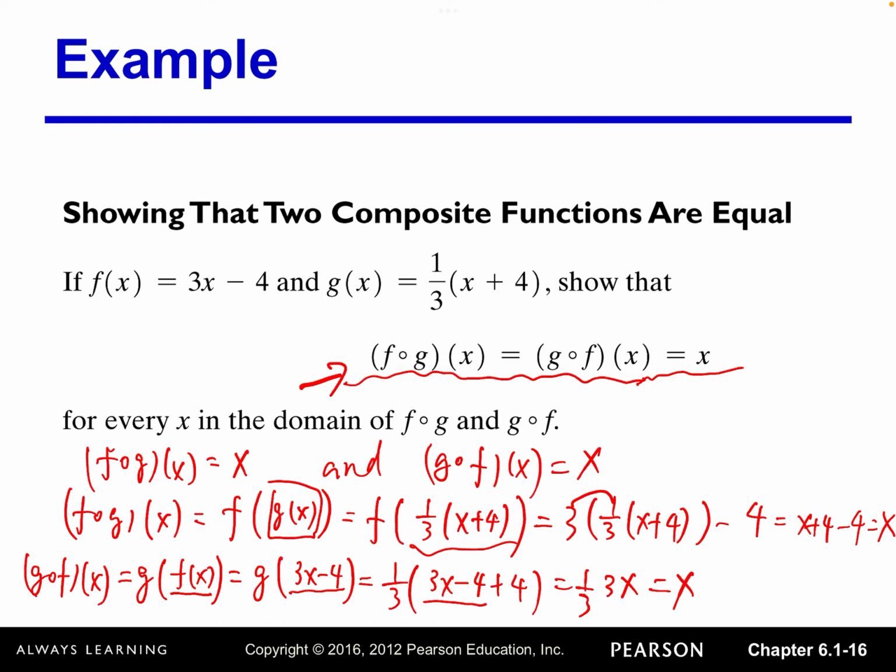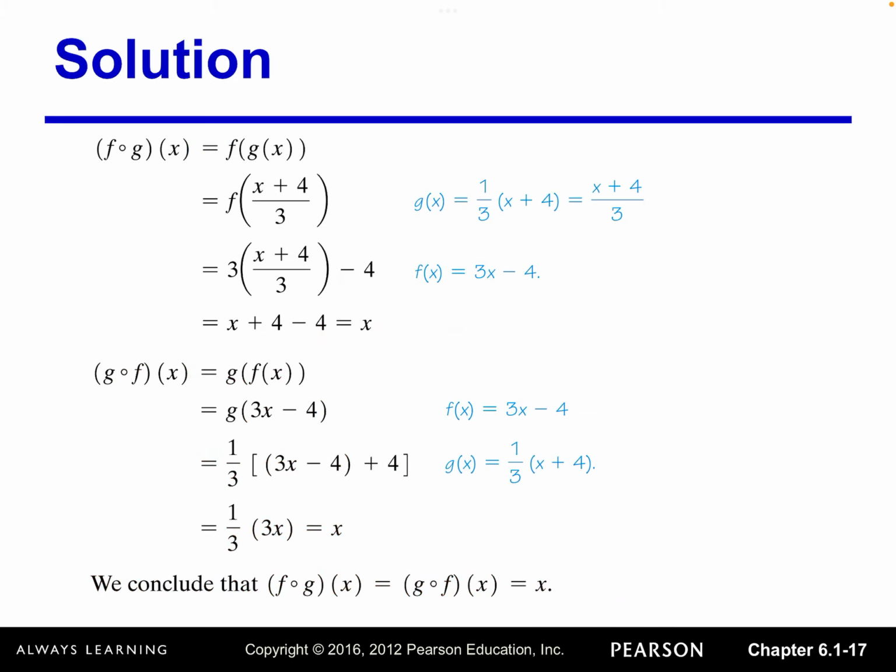So since we got these two short equations true, we can derive this long equation is also true. Actually, this is the way we prove two functions are inverse functions of each other. That's the property. We're just kind of preparing you for the next section. All right, that's the solution.